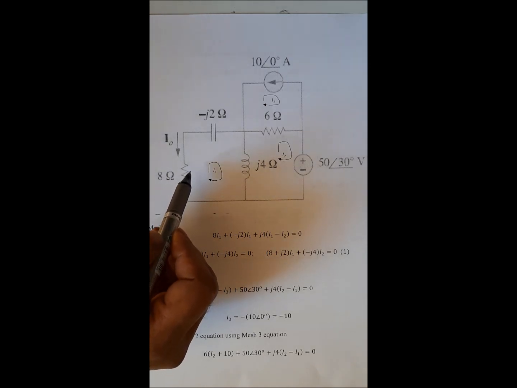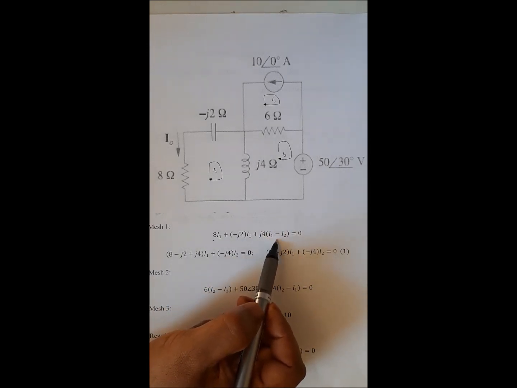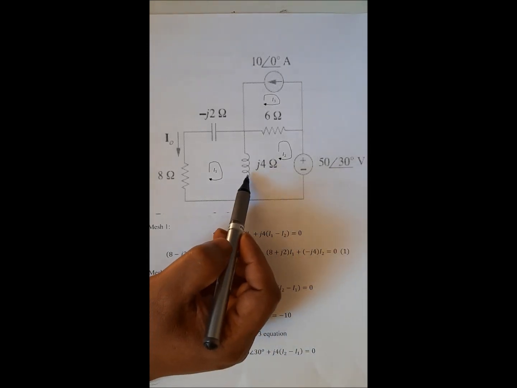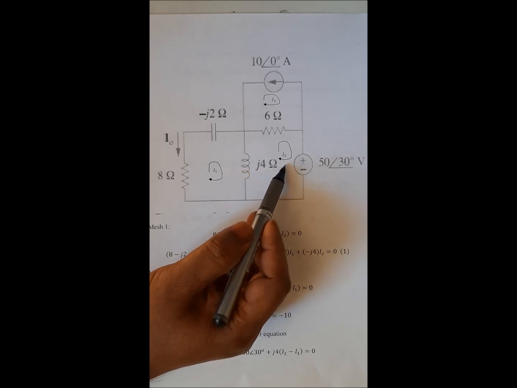Now we have to write Kirchhoff's voltage law using these mesh currents. So for this mesh we have to write 8I1 minus 2JI1 plus 4J(I1 minus I2). This element is shared by two meshes.